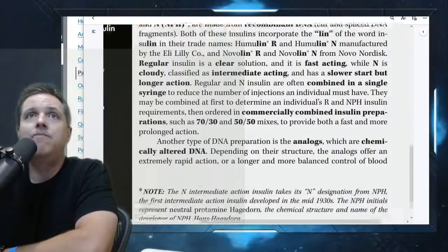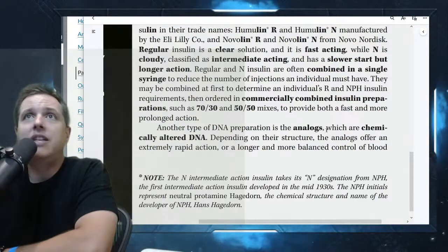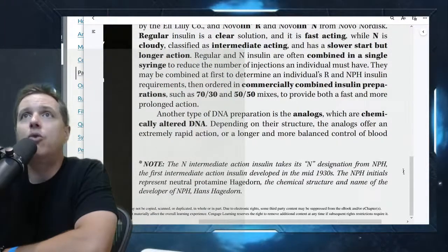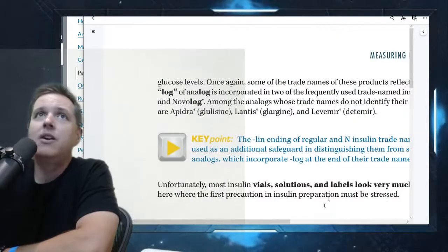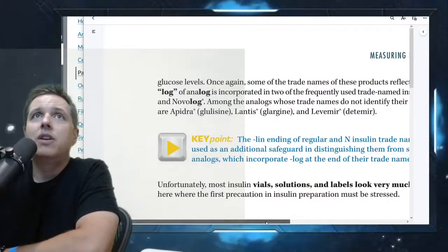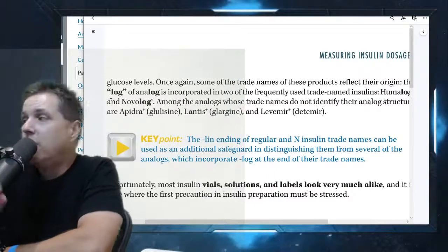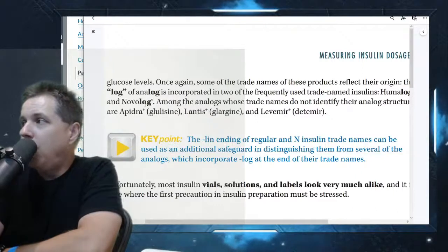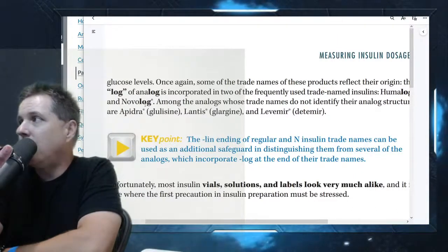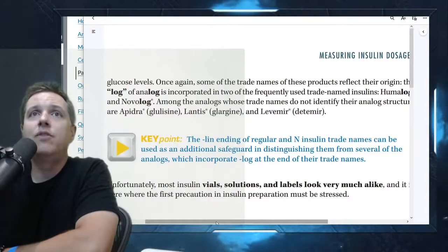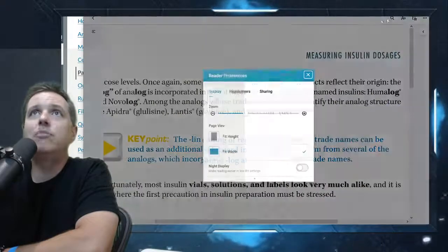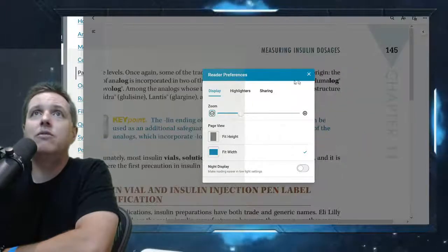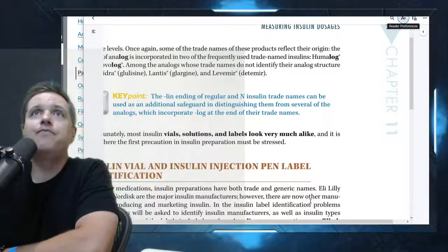Depending on what's directed. Another type of DNA preparation is the analogs, which are chemically altered DNA. Depending on their structure, the analogs offer an extremely rapid action or a longer, more balanced blood control. So it just depends on what you're trying to do with these things. In this case, they use that word log, analog, Novolog. So they're using the word log to remind you this is an analog, right? So you know, Humalog, so that you can remember what it is that's actually being administered, right? Make it a little easier for you.